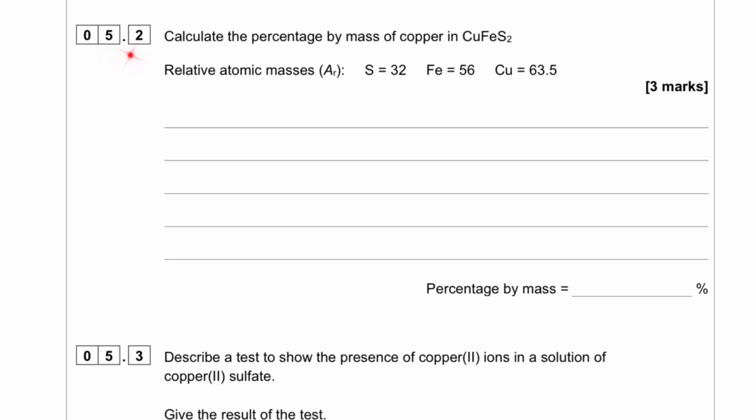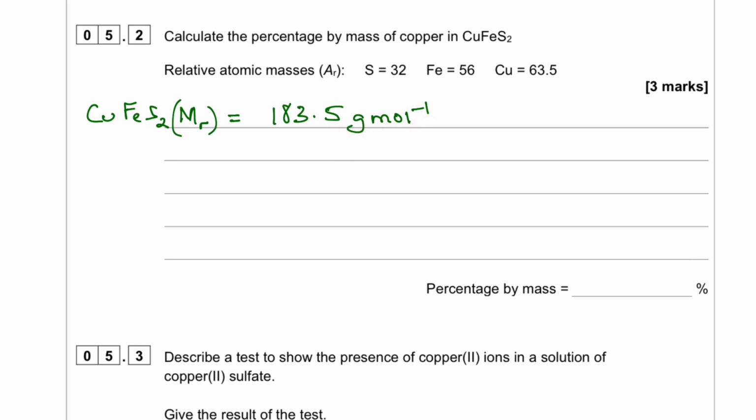Question 5.2. Calculate the percentage by mass of copper in CuFeS2. Relative atomic mass for sulfur is 32, and there are 2 sulfur, so that'll be 64 altogether. Iron is 56, and we've got 1 iron there, and copper is 63.5. If we add all of them together, 2 sulfur, 1 iron, 1 copper, the total relative formula mass of CuFeS2 will be equal to 183.5 grams per mole.